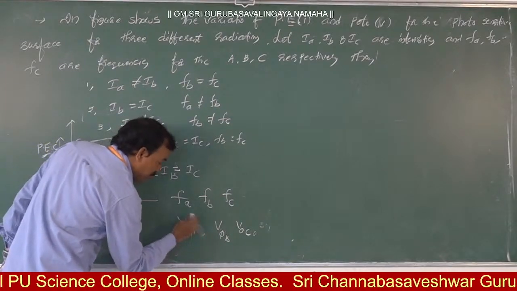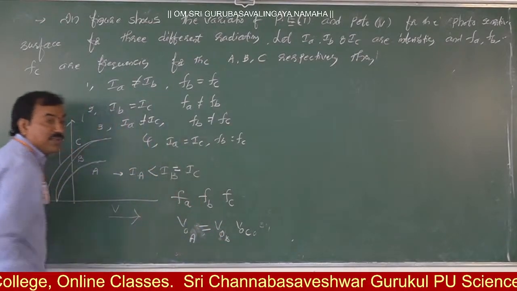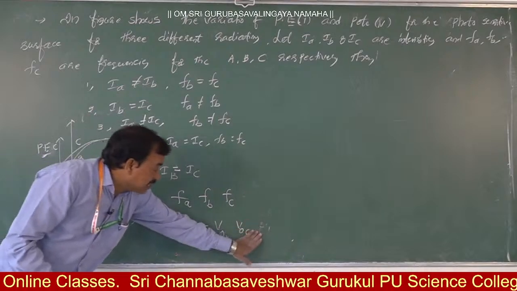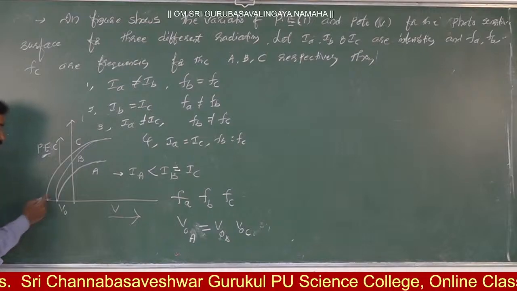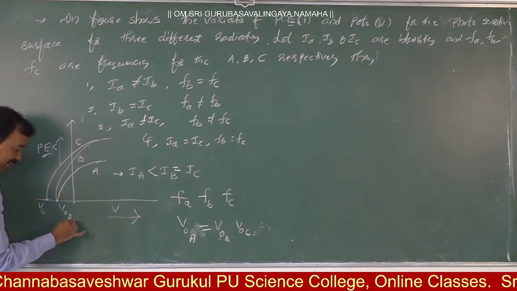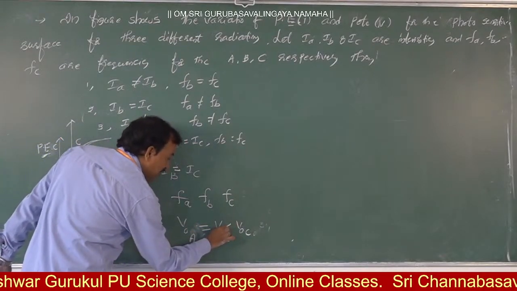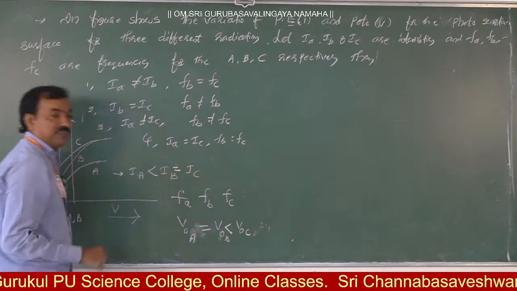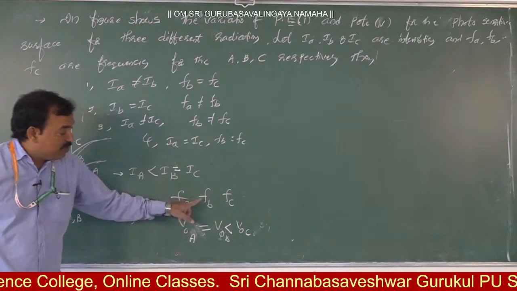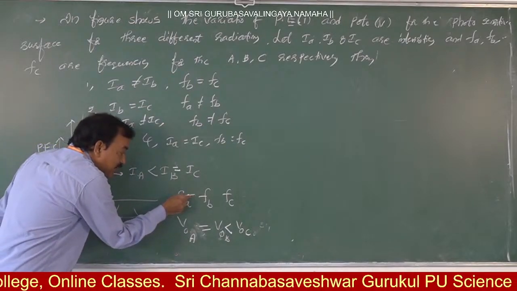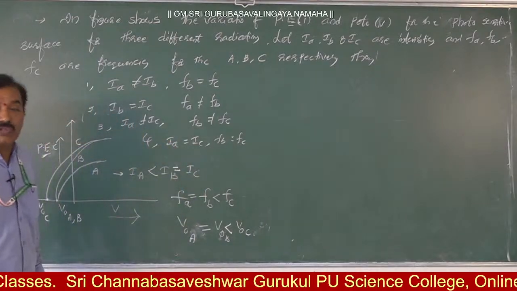So V0 A is equal to V0 B. Next, is the V0 C value less than or more? It is more than A and B. So V0 C is more than V0 A and V0 B. Same with the frequencies FA, FB, FC: the frequency of A is equal to B, and this is less than FC only. Okay, these are the conditions.